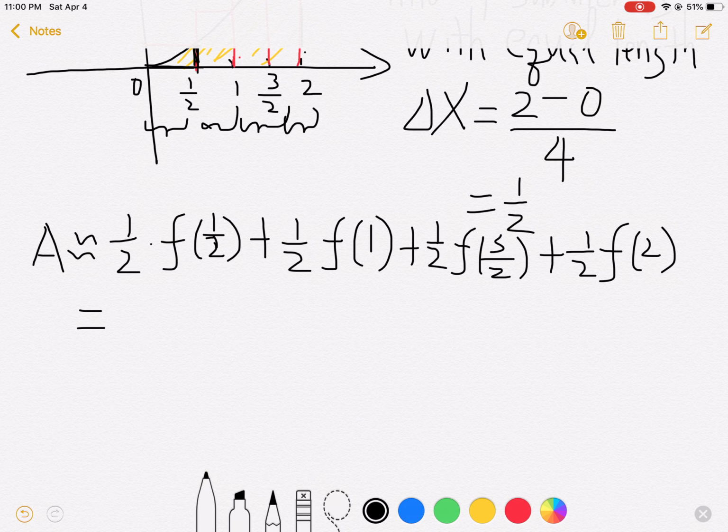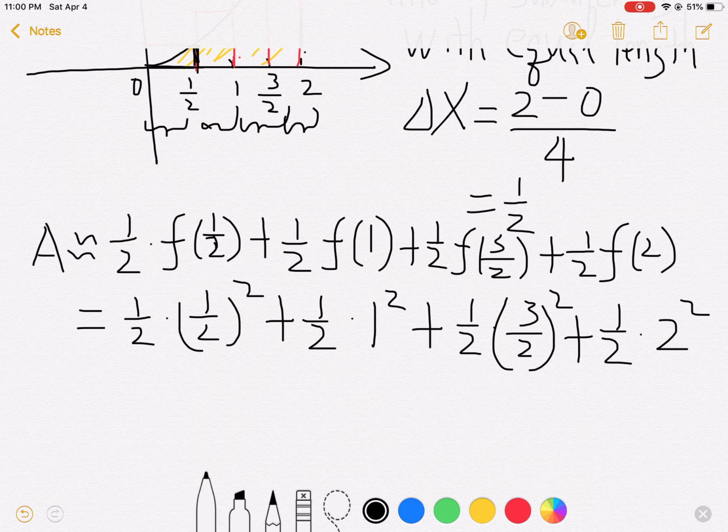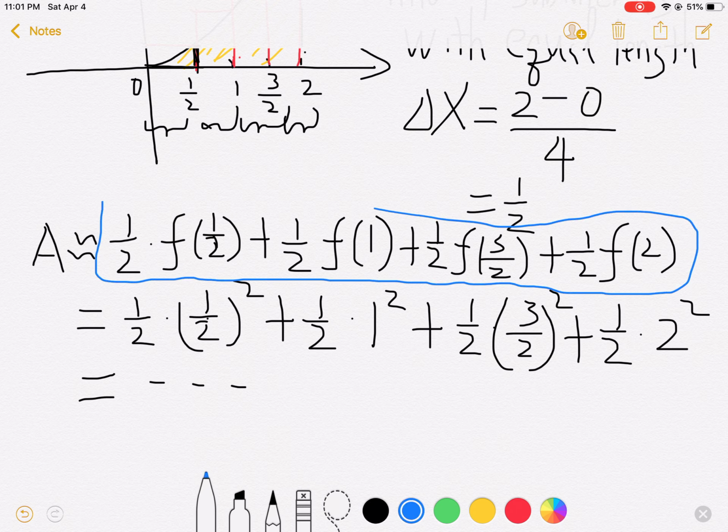Okay, so this is the approximation. If you plug in f of x equals x squared, this is 1/2 times 1/2 squared, plus 1/2 times 1 squared, plus 1/2 times 3/2 squared, plus 1/2 times 2 squared. Then you add them, this will give you a number, right? So we use the right endpoint as its height. So we call this sum to approximate the area. So we call this sum to be the left sum.